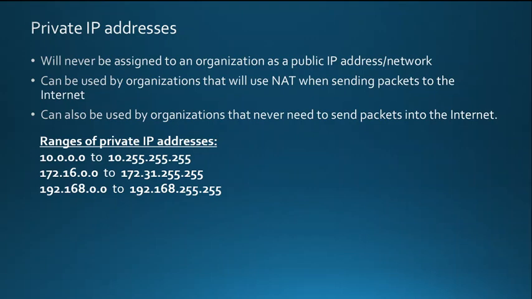Try to remember that it's only important to know the values of the ranges, because the subnet mask will be the same. For example, 10.0.0.0 is the same, with 255 for the three other octets. 172.16.0.0 will be the same, because they are class B addresses, up to 172.31.255.255. And the class C addresses, 192.168.0.0 to 192.168.255.255.